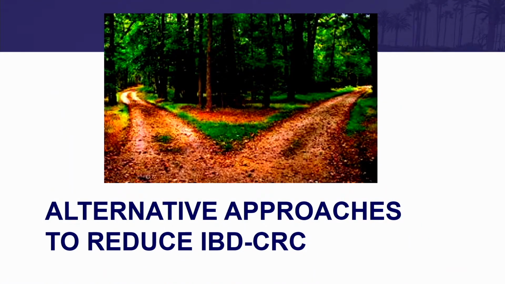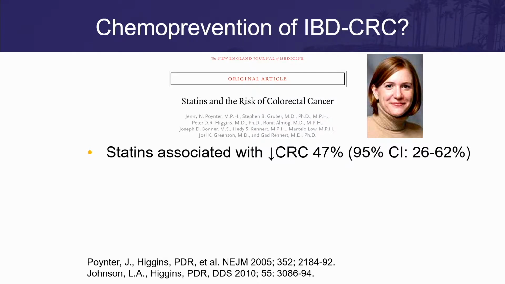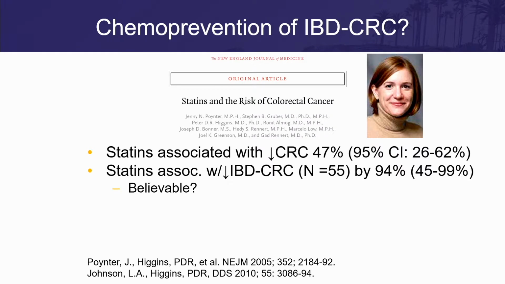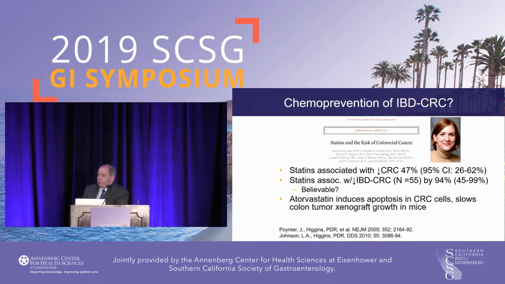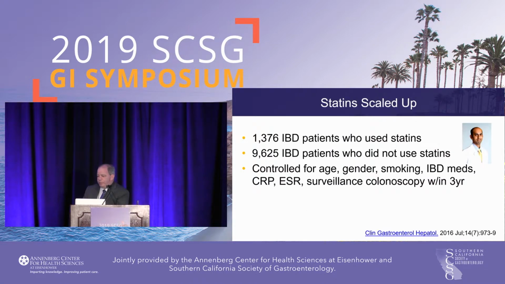So what are alternatives to doing chromoendoscopy or intensive surveillance, or combining with surveillance? Chemoprevention is a possibility. This is a paper that showed in the New England Journal a few years back that statins are associated with a decrease in colorectal cancer overall by about half, and strikingly in the IBD subset, very small, mind you, 55 patients, a decrease of 94% in colorectal cancer if they took statins. Now, that's a very small sample of 55 patients, but there is some biologic plausibility to it because statins actually cause apoptosis in colorectal cancer cells.